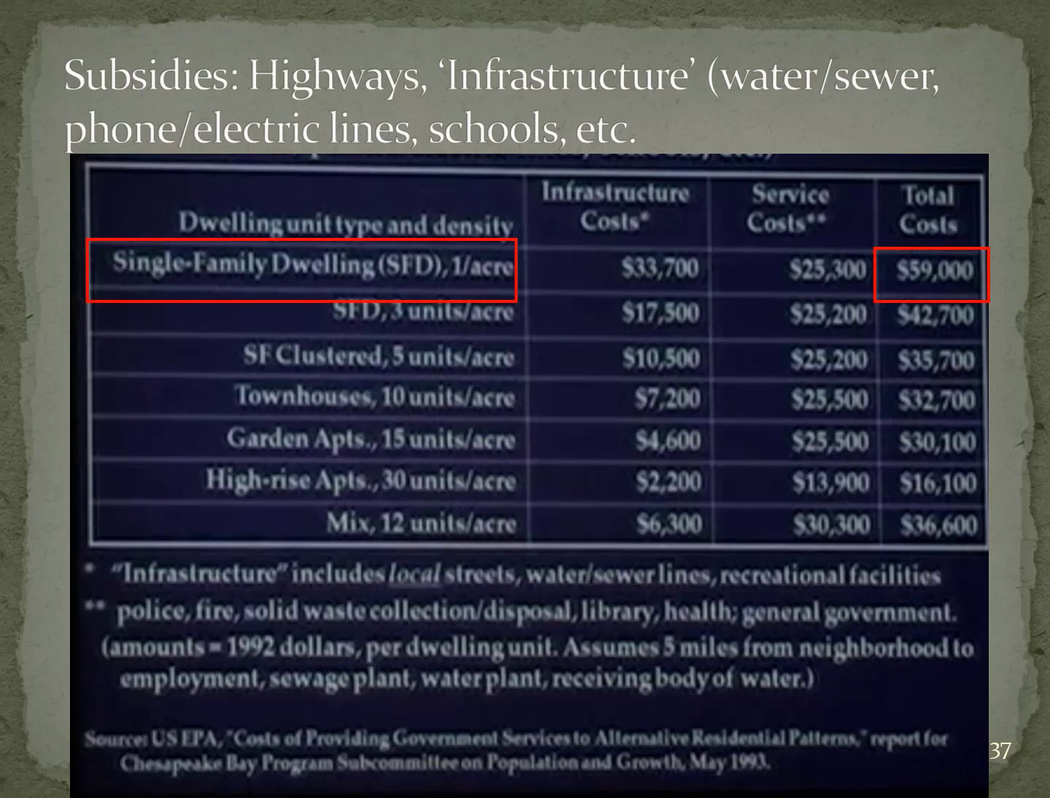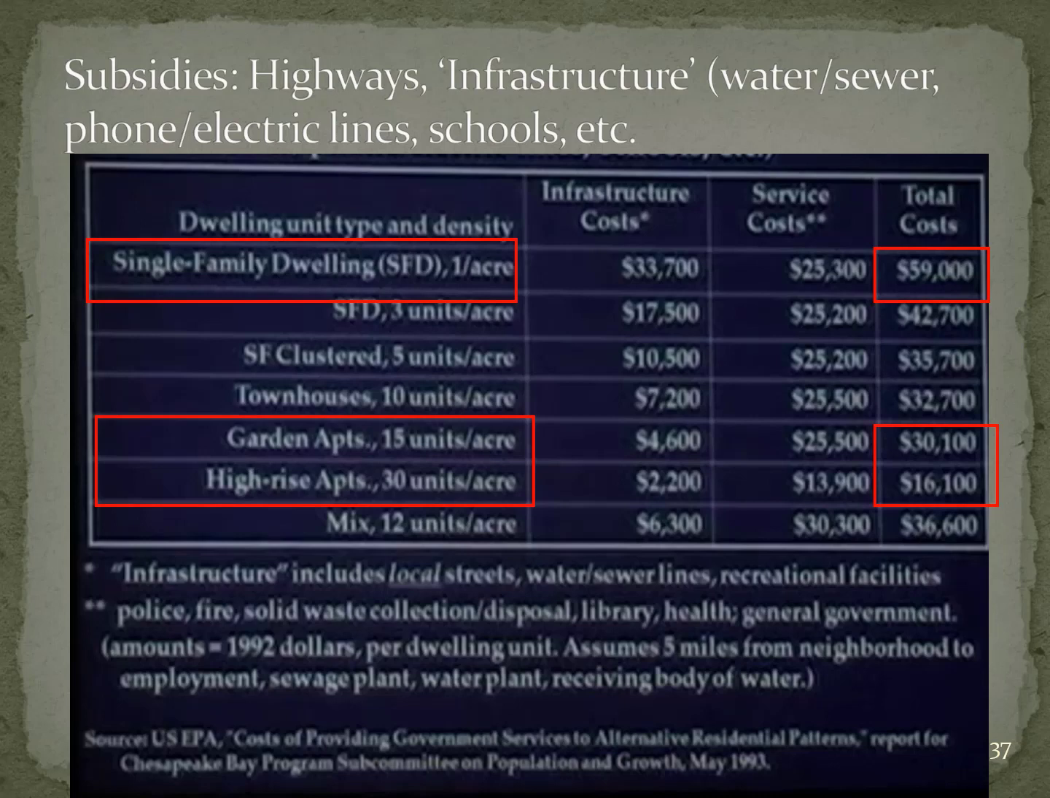So for example, a single family unit on 1 acre, so one single family home on 1 acre, about $60,000 in total costs for infrastructure and service costs. By comparison, more concentrated multi-unit dwellings. Garden apartments, 15 units per acre, half, only $30,000 in infrastructure costs. And for 30 units per acre, only about $16,000 respectively. Because you need less overall infrastructure because it's not so spread out.